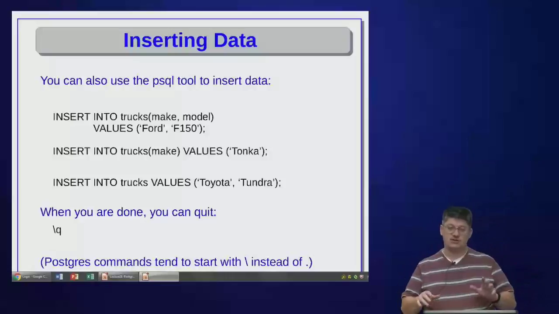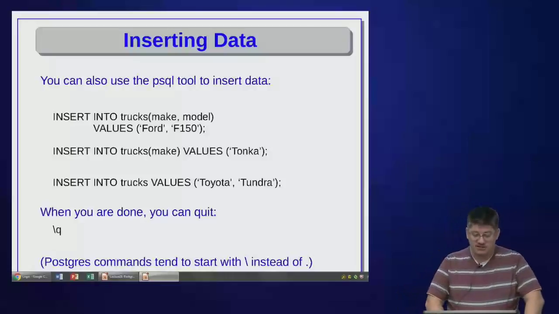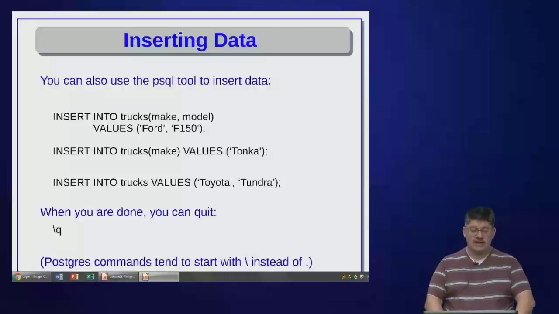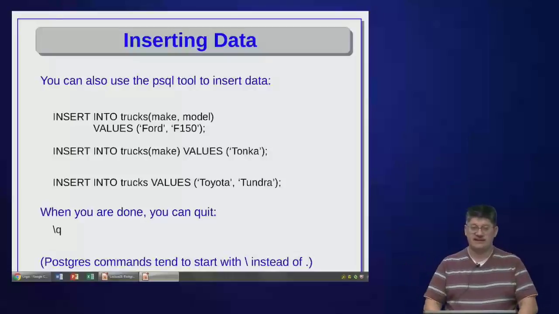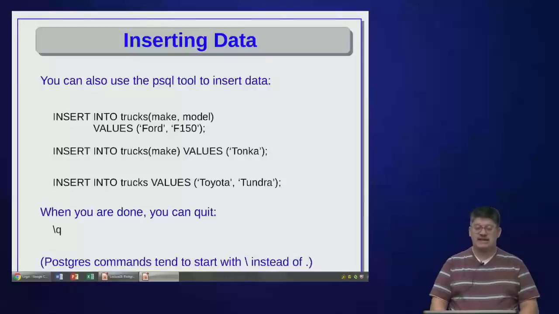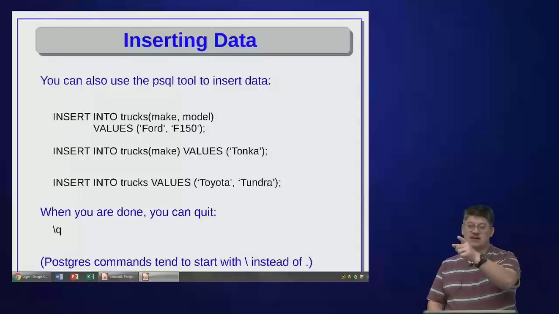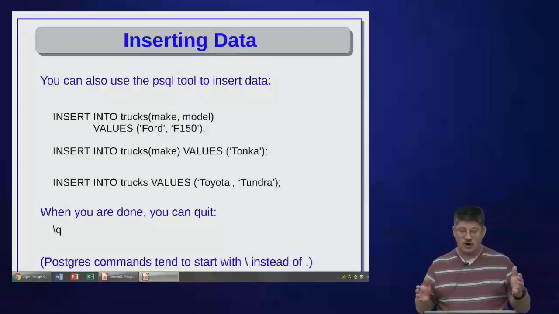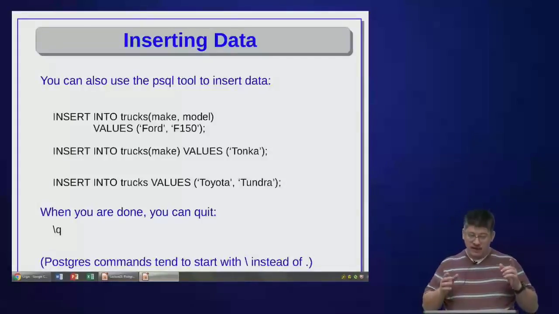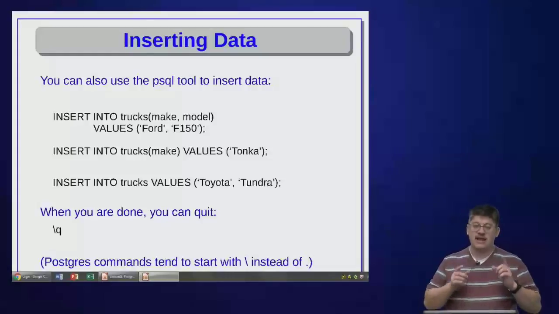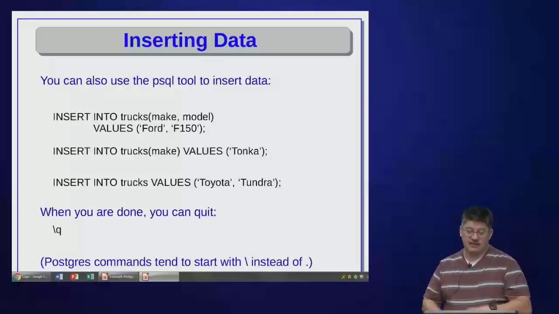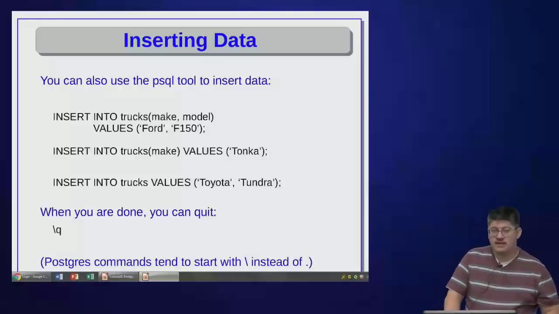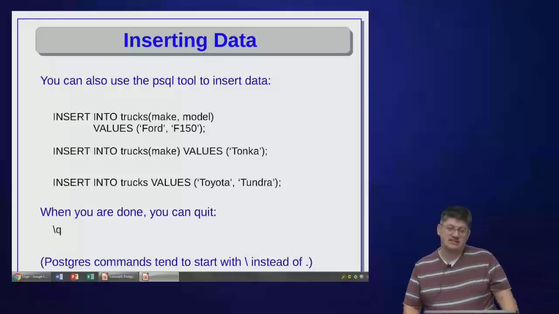OK, once I've done that, I can use the psql tool to insert data. So I can say insert into, and the name of the table is trucks, and my columns are make and model, and I'm going to put the values Ford and F-150 into the database. So if you remember how this works, it takes the first column and the first value and pairs them up, and the second column and the second value and pairs them up. So it's going to create a new row in the table named trucks, and the first column of that row is going to have the value Ford, because that's the make, and then for the model, it's going to have F-150.